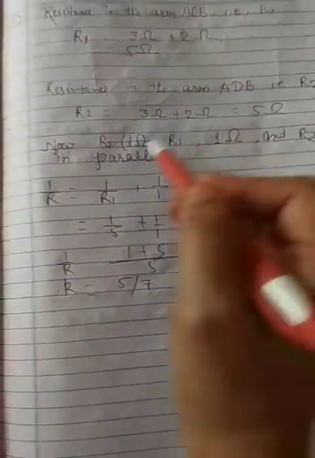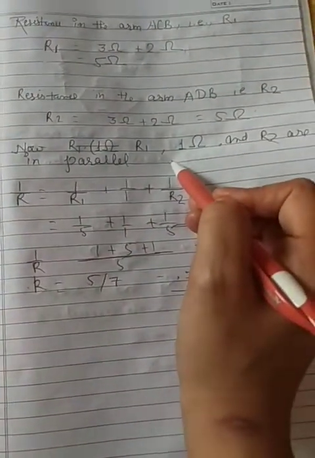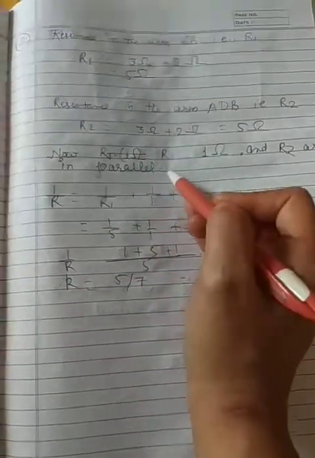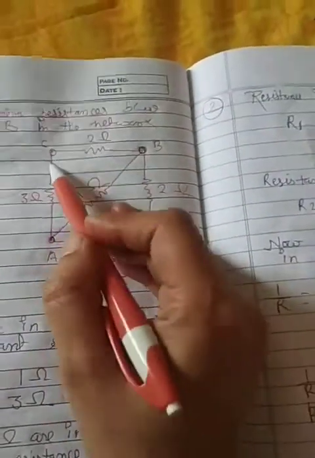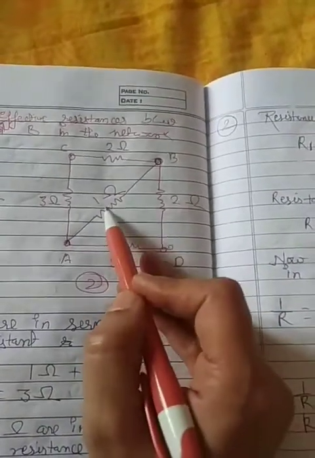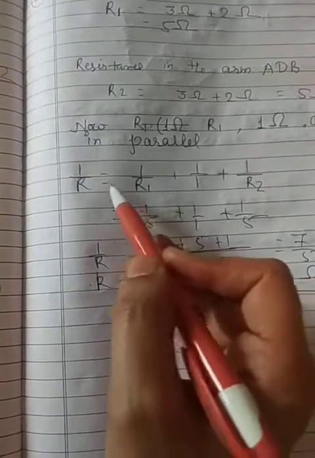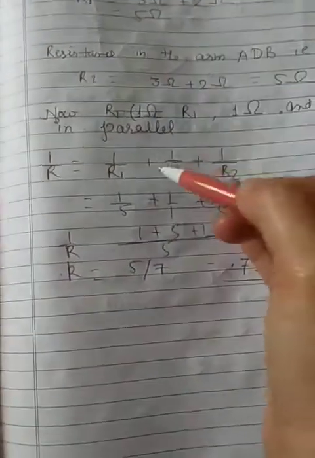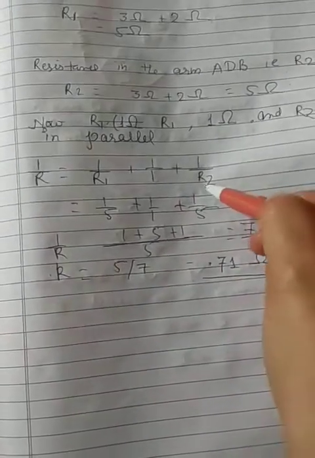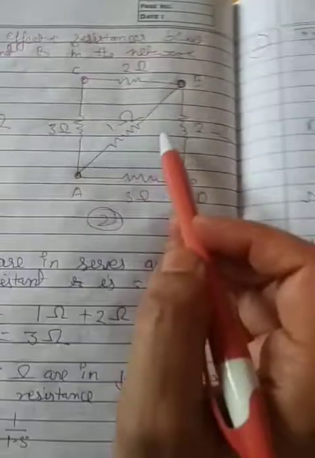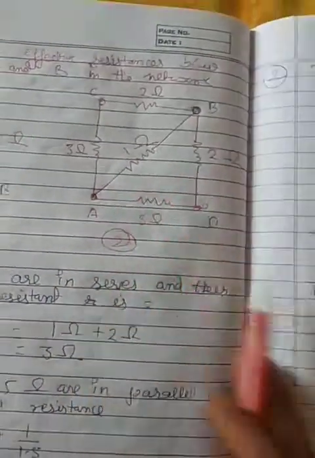So R2 is 5 ohm. Now R1 and R2 are in parallel. For total resistance, 1 upon R is equal to 1 upon R1 plus 1 upon R2. We find out the value, put the value in this formula, and we will get 0.7 ohm. So the total resistance for this circuit is 0.71 ohm.